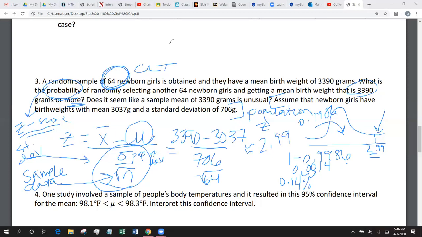It then asks, is this unusual? So we already know that since our z-score was 2.99 here, that it would be considered unusual. Because remember, it's anything that is more than 2 standard deviations away from the mean. So we can see it from this z-score here, or also this extremely low probability. So yes, it is unusual.